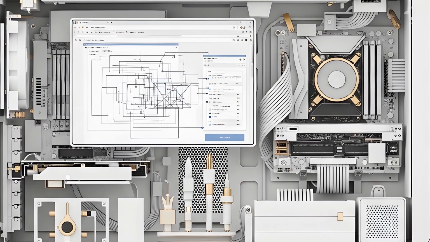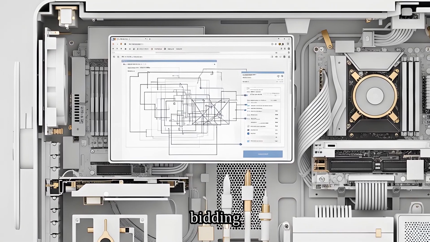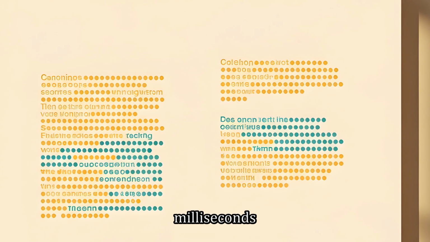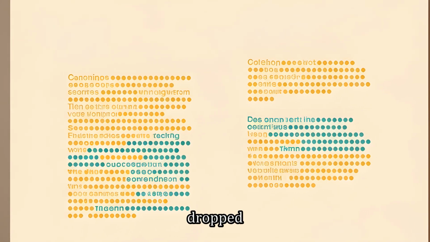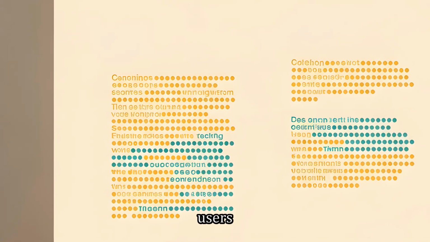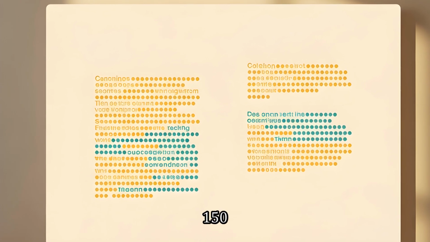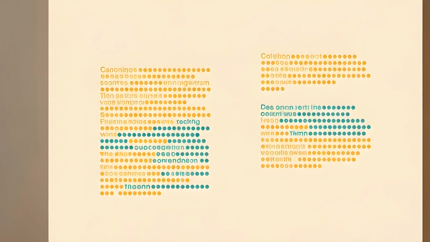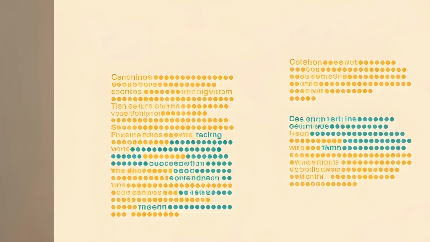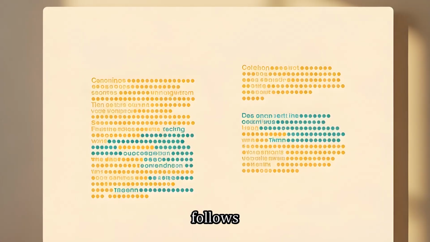Now, if you run a site, here's how you fix this. Move your bidding server side. Keep 5 partners or less. Timeout is 200 milliseconds, period. Late bids get dropped. Lazy load all ads that aren't on the screen. And for the love of your users, enforce a creative budget, 150 kilobytes, initial load. Track the right metric, not just revenue per impression, but revenue per session. Keep users happy, and the money follows.